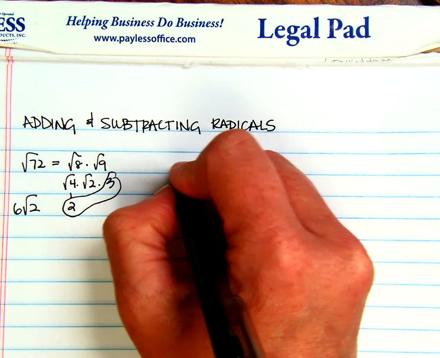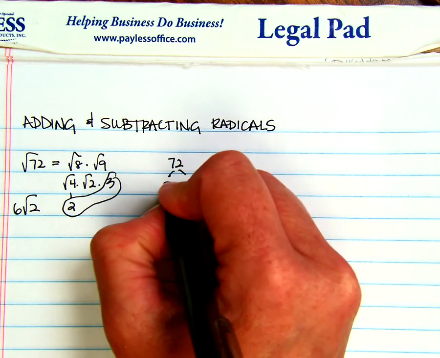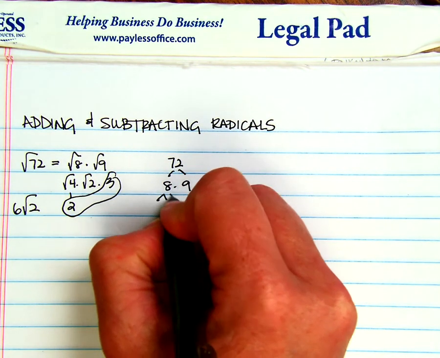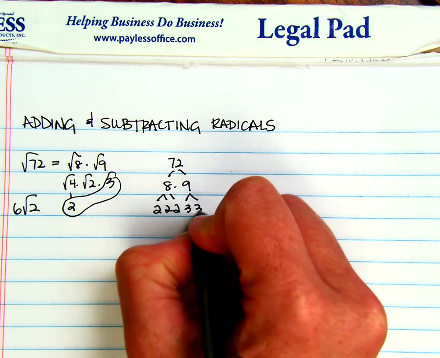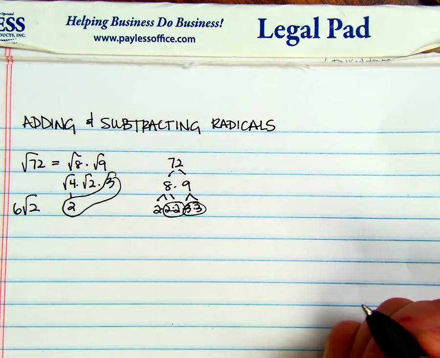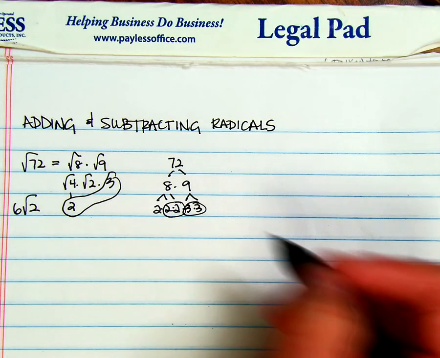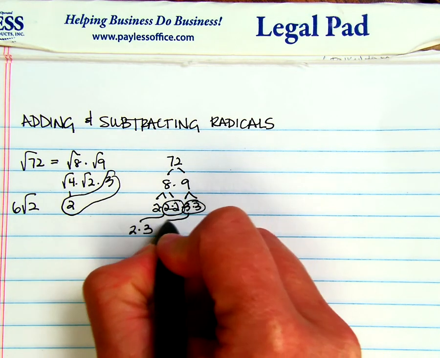Another way that I showed this was to do the prime factorization of 72. So we have 8 times 9. 8 breaks down to 2 times 2 times 2. 9 breaks down to 3 times 3. So I have a pair of 3's and a pair of 2's. So I take one number from each pair out. So I have a 2 times a 3. So there's my 2 and there's my 3.